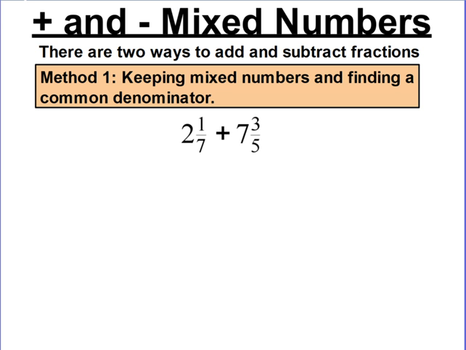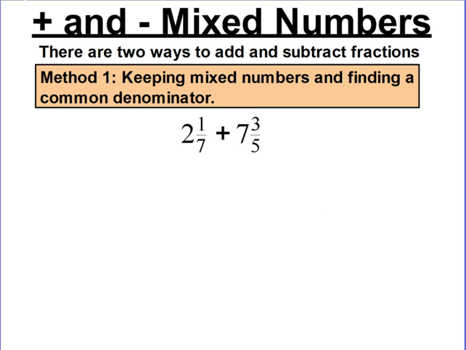So here's your first example. 2 1/7 plus 7 3/5. What we want to do here is use one of the two correct methods to solve. Here I'm going to show you how to add these two mixed numbers together only by finding a common denominator, and then sometimes we're going to have to regroup our answer to help simplify it. So let's start by finding a common denominator.